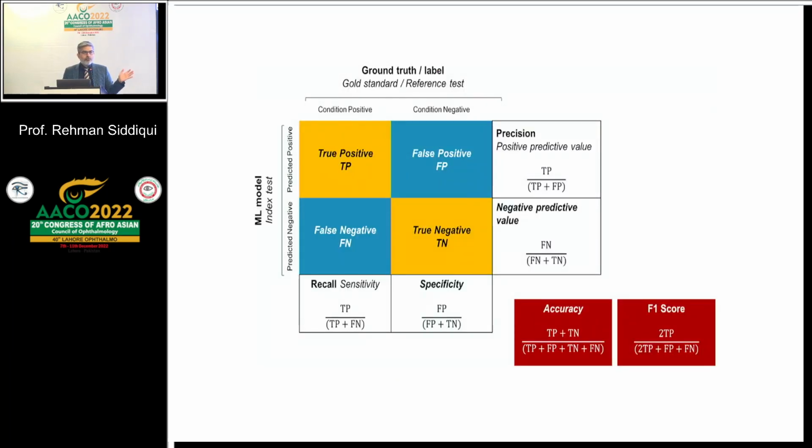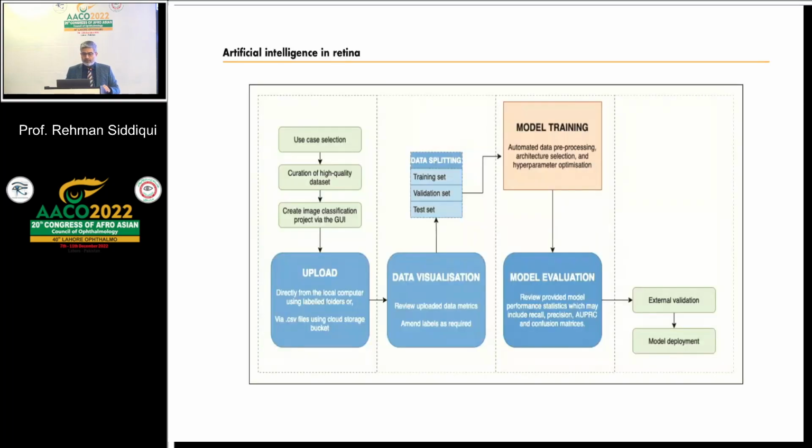I think all of us know this 2x2 model of sensitivity and specificity. In particular, with artificial intelligence in retina, if you are thinking about macular degeneration or diabetic retinopathy, you really have to develop a database. You have to curate high quality images so that the model can learn from them. You have to classify them. Then the data has to be visualized.